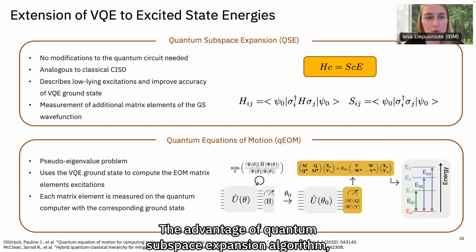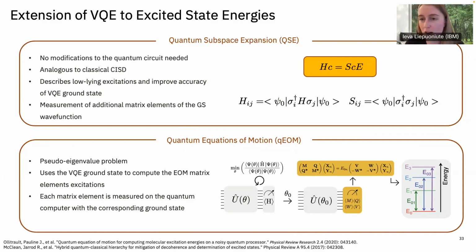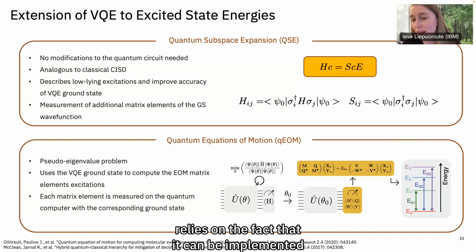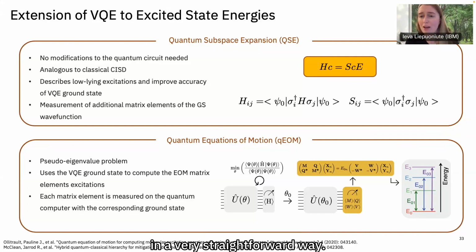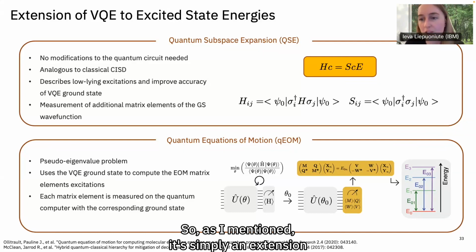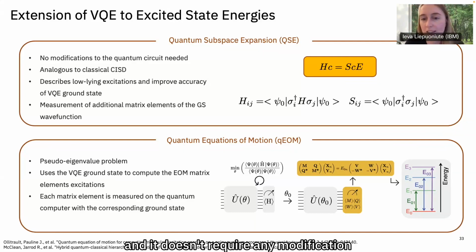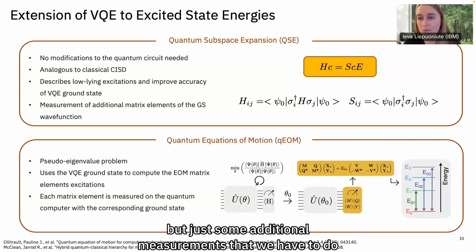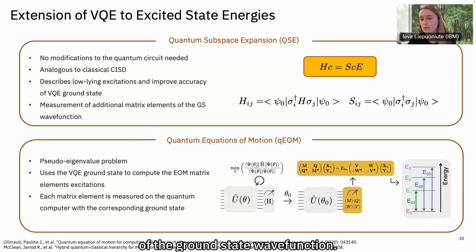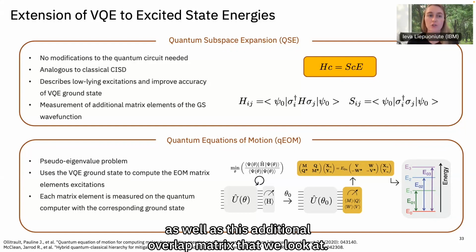The advantage of the quantum subspace expansion algorithm is that it can be implemented in a very straightforward way. As I mentioned, it's simply an extension to the VQE algorithm, and it doesn't require any modification of the quantum circuit, but just some additional measurements of some additional matrix elements of the ground state wave function. As indicated here, we consider the Hamiltonian of our system as well as this additional overlap matrix that we look at.